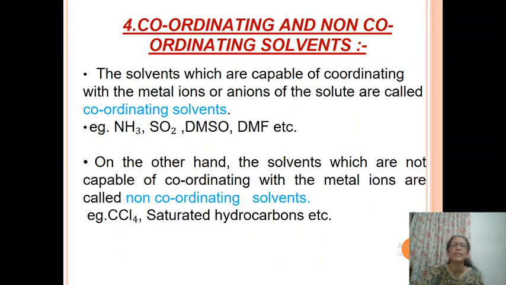The fourth type of classification is coordinating and non-coordinating solvents. The solvents which are capable of coordinating with the metal ion or anions of the solute are called coordinating solvents. Example: ammonia, sulfur dioxide, dimethyl sulfoxide, dimethyl formamide, etc. On the other hand, the solvents which are not capable of coordination with metal ions are called non-coordinating solvents. Example: carbon tetrachloride, saturated hydrocarbons, etc.